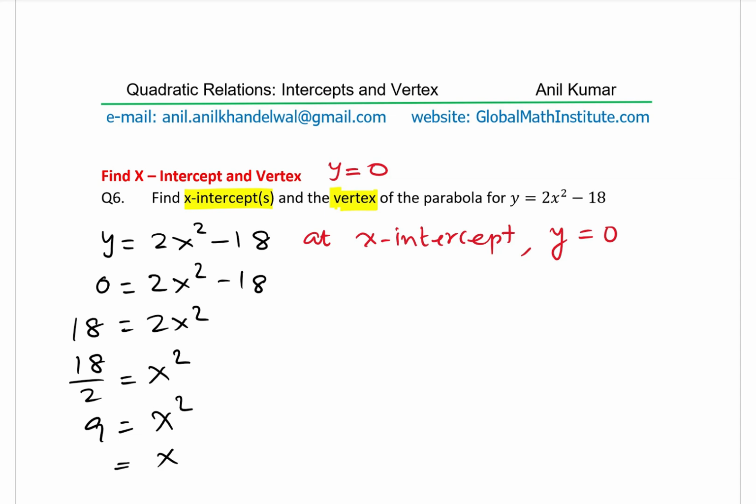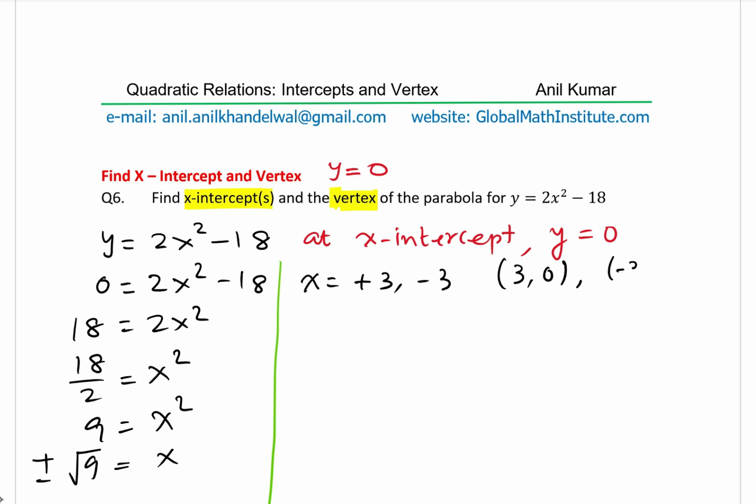So x is equal to what? Square root of 9. And don't forget to write plus and minus. That is extremely important. So we get two values for x. So we have x equals plus 3 and minus 3. So there are two x-intercepts, which you could also write as (3, 0) and (-3, 0) as coordinate points. All a correct answer, right? So you can write this as your answer.